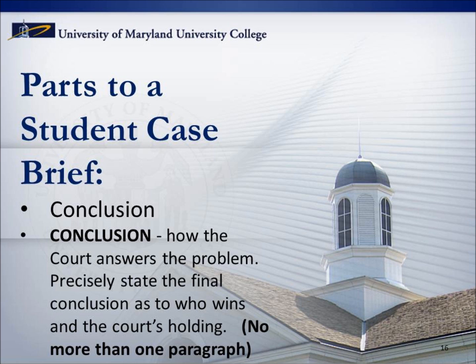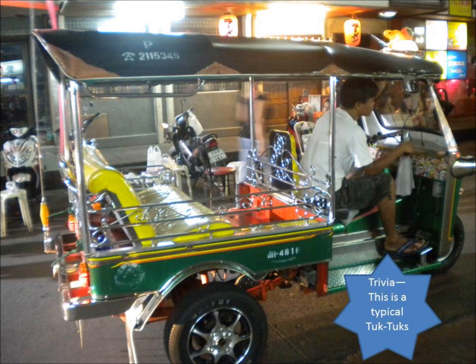Here's a tuk-tuk. This is how you get around in Bangkok, Thailand, and lots of parts of Southeast Asia. It's spelled tuk-tuks. And they're very colorful. At night, they're lit up, and they're all different. There's not two that are the same.